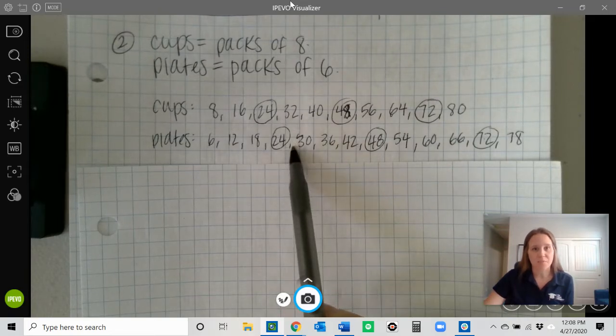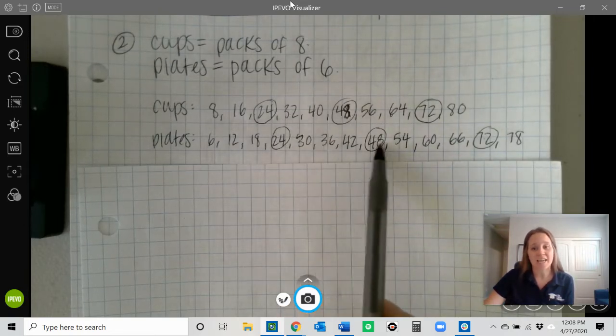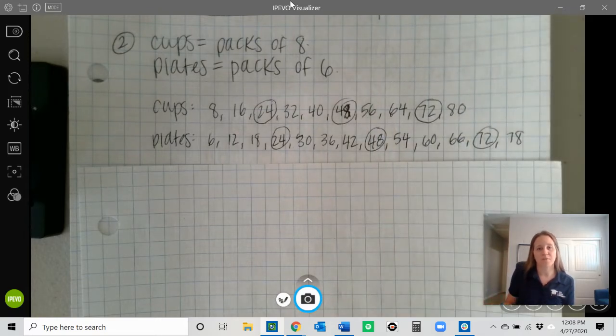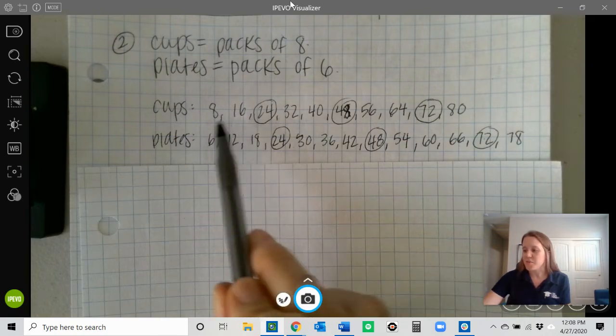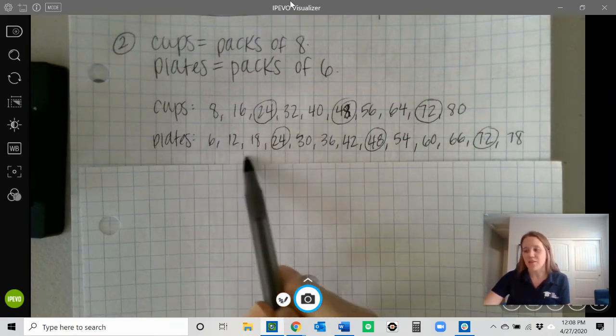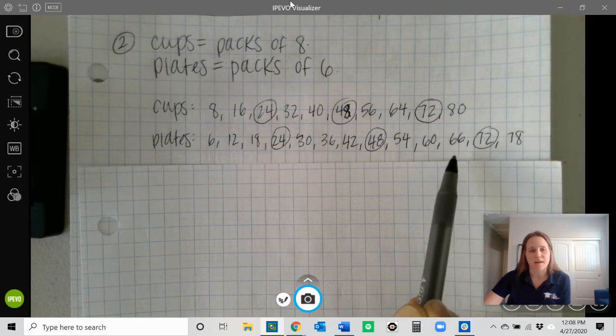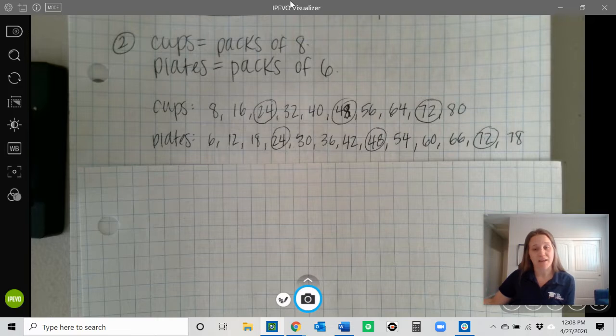24 is a common multiple of 8 and 6. 48 is a common multiple of 8 and 6. 72 is a common multiple of 8 and 6. The other multiples of 8 in this list and the other multiples of 6 in this list are not common. They don't share multiples besides these 3. If we continued skip counting even further, we would find more and more common multiples, but we just don't need to go that far in this question.